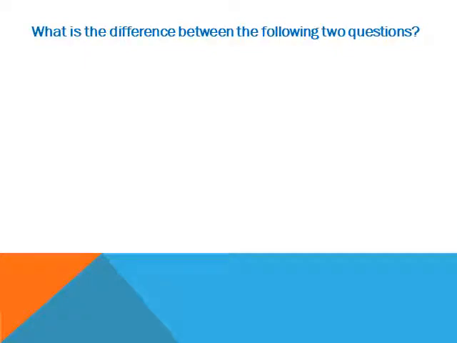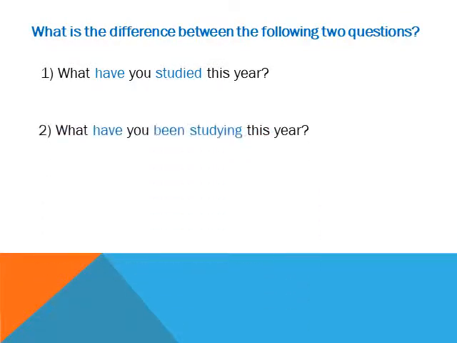Now I want you to see these two sentences or these two questions. I want you to tell me the difference in meaning between both of them. Number 1, what have you studied this year? Number 2, what have you been studying this year?